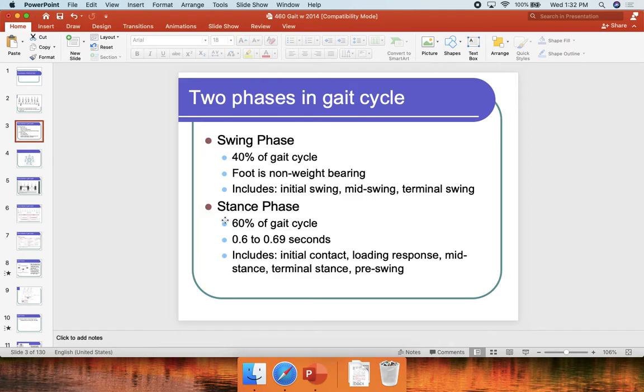The stance phase is the longer of the two at 60% of our gait cycle. Again, this is the phase at which the leg is bearing the weight and includes several subdivisions of an initial contact, a loading response, a mid-stance, a terminal stance, and a pre-swing or a toe-off.